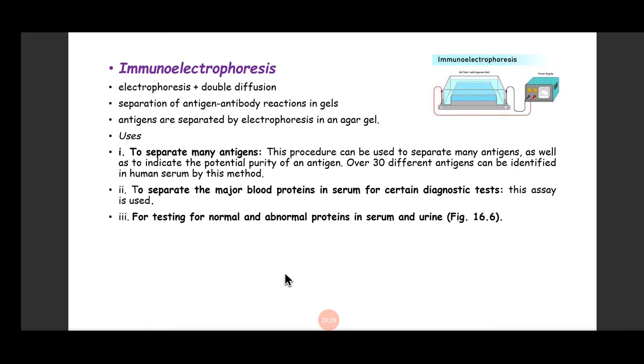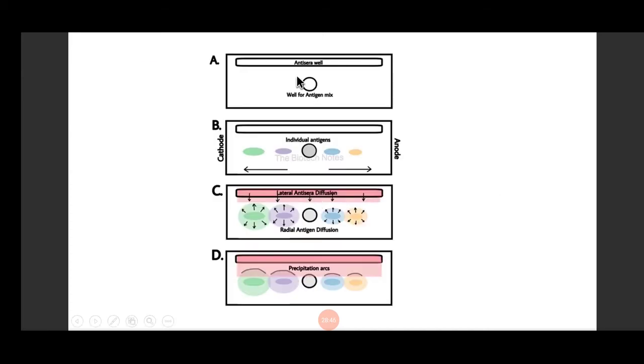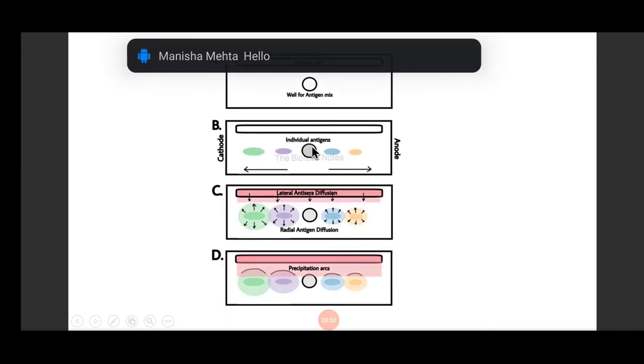What will happen if we apply current to the agar? We are doing double diffusion, and we also apply current to it. So it is called electroimmunodiffusion or immunoelectrophoresis. What we do, first we take antigen into a well, then we apply current, anode and cathode. Suppose this was a mixture of different antigens, so these different antigens will separate from each other.